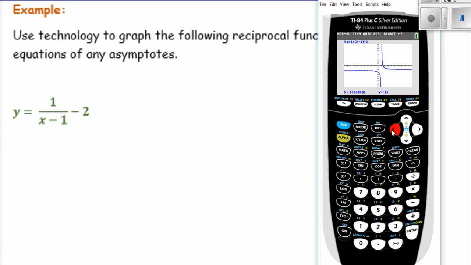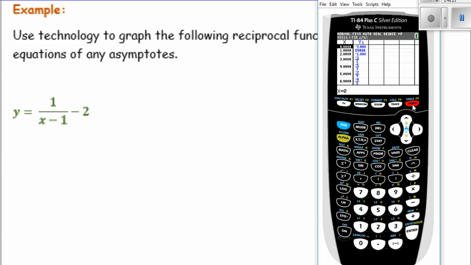Oh, you can look at it in the table. Ah, table, that's it, yeah, table, good idea. So let's, second graph, yeah, second graph opens up the table. There's an error at 1. Thank you, good memory, well done. So yeah, I can't see mine, so I just scroll until I can see the error. So that tells us there's an asymptote at 1.